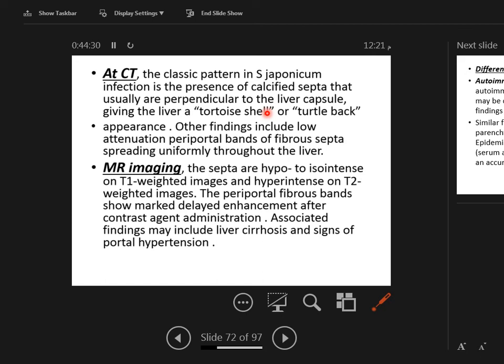At CT, the classical pattern is the presence of calcified septa that usually are perpendicular to the liver capsule, giving a liver a tortoise shell or turtle back appearance. Others include low attenuation periportal band of fibrous septa separating uniformly throughout the liver. On MRI, the septa are hypo to iso in T1 and hyperintense on T2. Periportal fibrous band shows marked delayed enhancement after contrast. Liver cirrhosis may be associated, with signs of portal hypertension.